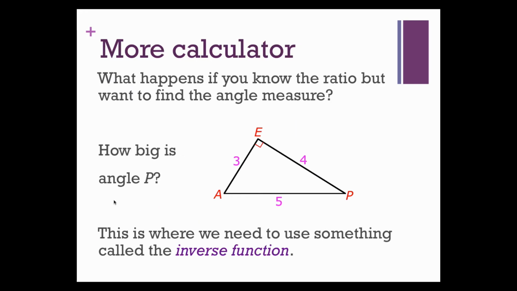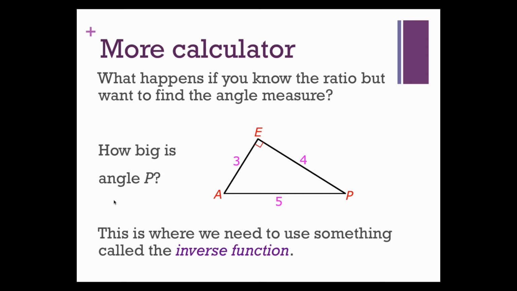What if we want to know the angle though? So I've got that same triangle we had before. It's a 3, 4, 5. I know the 3 lengths. I'd like to know how big angle P is. I know it's not 30 degrees, 60 degrees, or 45 degrees because that would be a completely different setup. This is really easy. And it's all based on a simple concept.